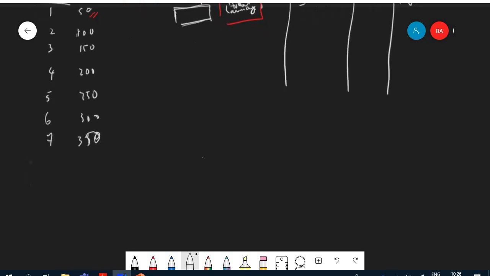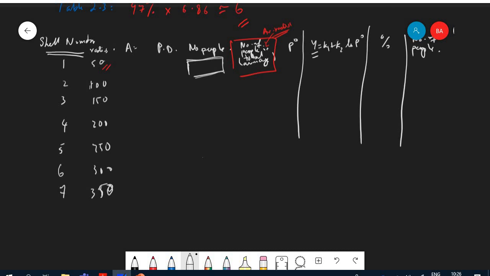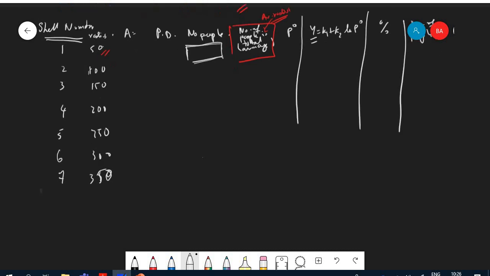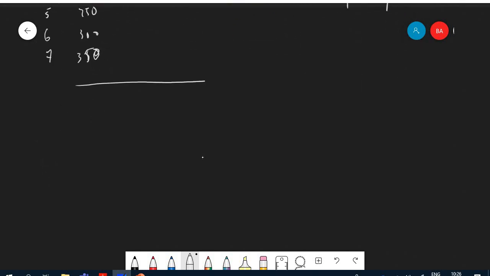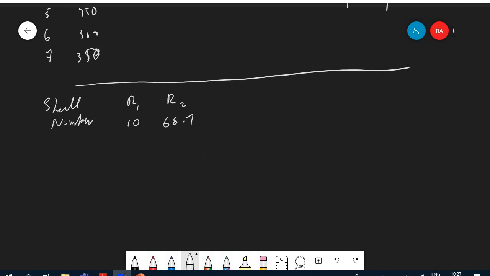Actually, there's something else that came to my mind. Rather than calculating in this way, we also can mention the shell numbers. Don't worry about the shell numbers. It's all about radius. So we want to see how much from 10 foot till 68.7 foot, and then we take the average radius, which is 39.3, and based on that average radius I'm going to calculate the pressure.